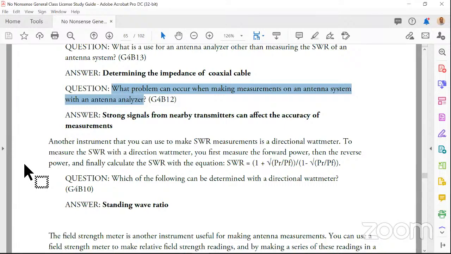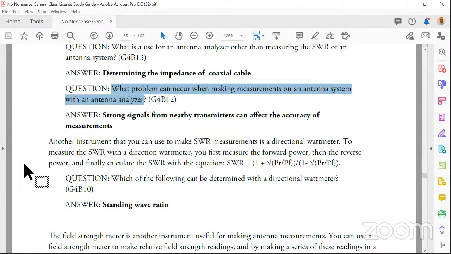What problem can occur when making measurements on an antenna system with an antenna analyzer? What problem can you have? What can you encounter? What can cause probably an incorrect value? Well, we had said with an antenna analyzer, remember we said it contained a little transmitter. It sends a signal to the antenna, and then of course it measures the reflected power coming back and will give you the SWR and so on.